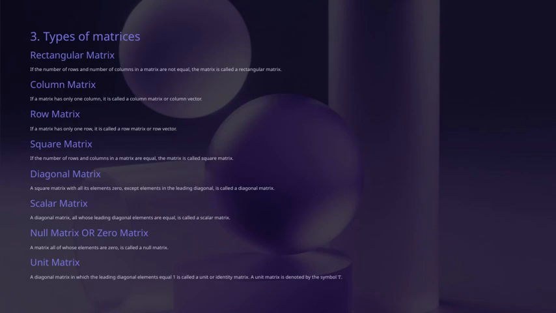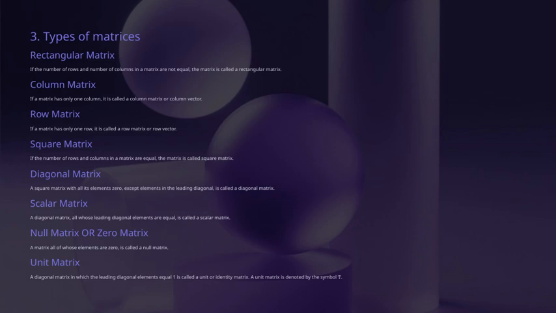Let's take a closer look at the different types of matrices we've discussed. First, a unit or identity matrix is a special kind of diagonal matrix where all the leading diagonal elements are equal to 1. It's usually denoted by the symbol I. This matrix plays a key role because multiplying any matrix by the identity matrix leaves it unchanged, much like multiplying a number by 1. Next, we have the null matrix, also known as the zero matrix.